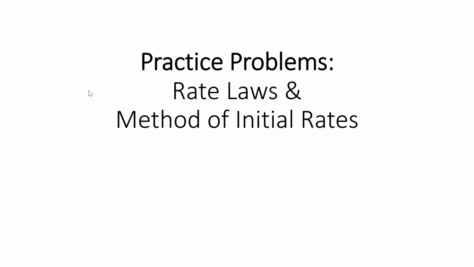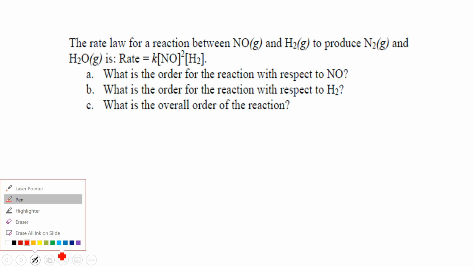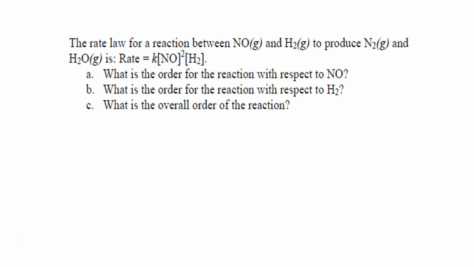Welcome. In this video, we're going to go over a few practice problems related to rate laws and also using the method of initial rates to determine what the reaction order is. Here is our first problem. We're looking at a reaction between nitrogen monoxide and hydrogen gas, and we're given the rate law for this reaction. And the question is, what is the reaction order with respect to nitrogen monoxide, and what about hydrogen gas?